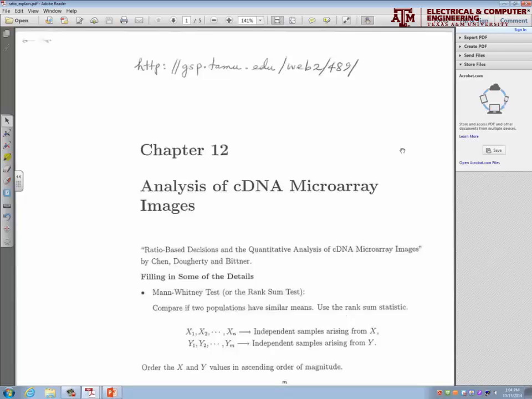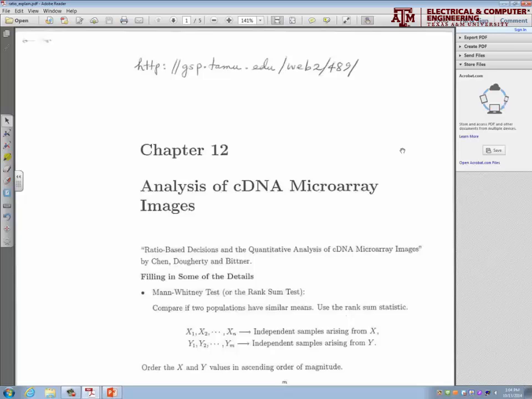So you draw samples from X, let's say X1, X2 up to Xn, independent samples arising from X. You similarly draw independent samples arising from Y, Y1, Y2 up to Ym. The samples do not have to be of the same size. You can draw m from one, n from the other. And these are numbers. So now you're going to arrange them in ascending order of magnitude. And then for each entry, you might have X1, Y1, X2, X3, Y2, and so on.